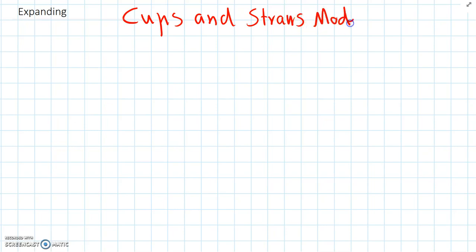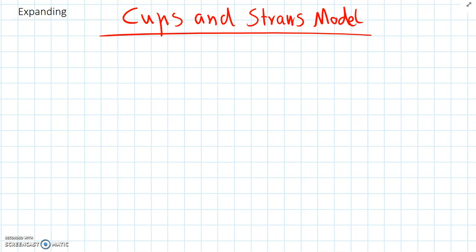So before we start learning about expanding, we're going to begin by looking at a different model of algebra, a different way of viewing things, and it's called the cups and the straws model. This model is a really useful visual way of seeing how algebra works.